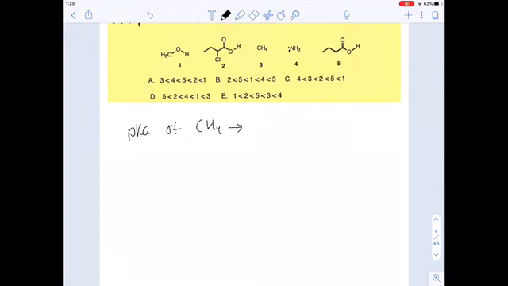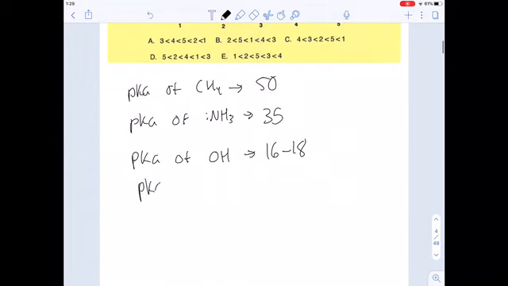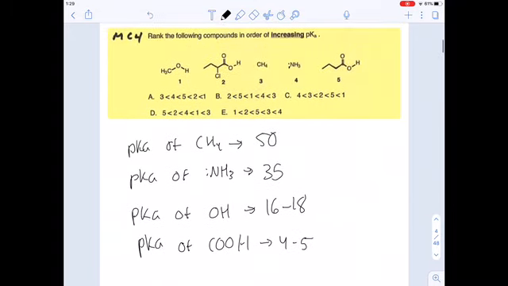So pKa of CH4 is going to be around 50. The pKa of an amine is going to be around 35. The pKa of an alcohol is normally around 16 to 18. And finally, the pKa of a carboxylic acid is usually around 4 to 5.